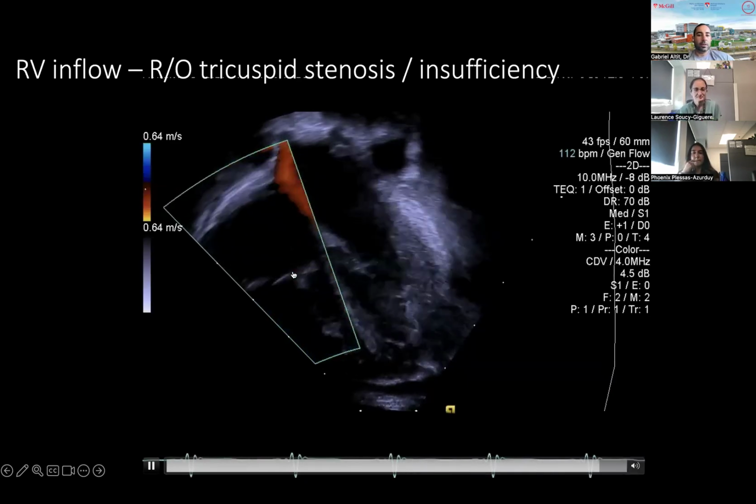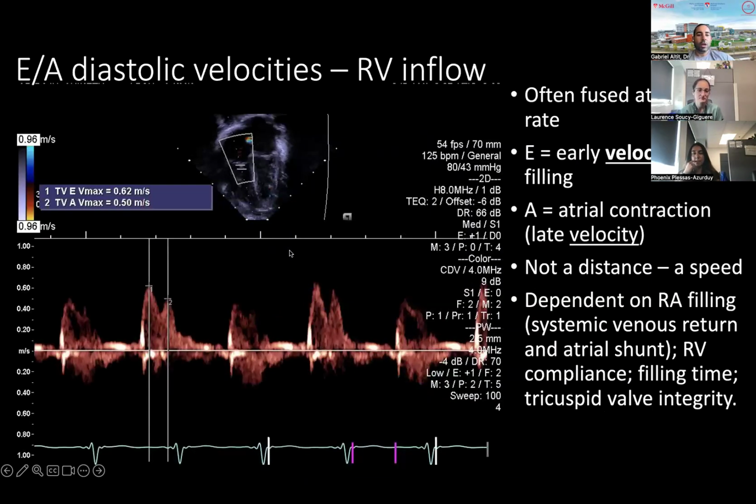Here you can get to see if there's a bit of tricuspid regurg. First, you can get your E on A. They should have similar format. And that's also dependent on the RA filling. So the RA filling is typically from the systemic venous return, plus or minus a component of left to right shunt if you have a PFO that's left to right. It's also dependent on the compliance, and it's dependent, obviously, on the tricuspid valve integrity.